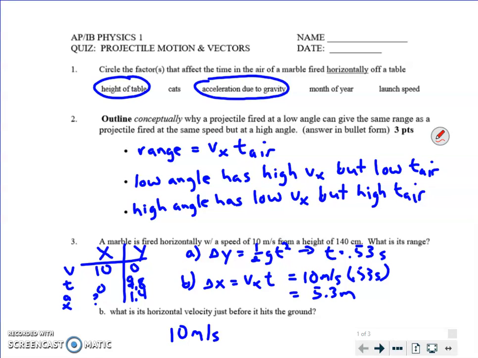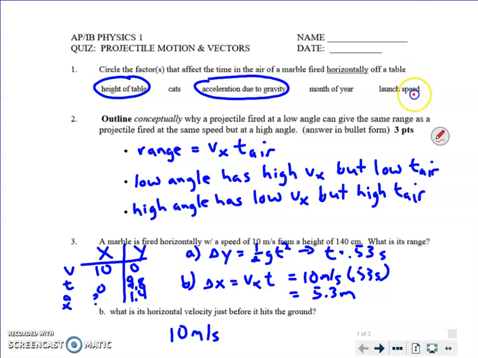Alright, number one, factors that affect time in the air when you fire something horizontally. Okay, so it's going to be height of the table. The higher it is, the further you're going to go. It's also going to be acceleration due to gravity. That's what's pulling it down. If it's a low acceleration due to gravity, like on the moon, you're not going to fall as fast.